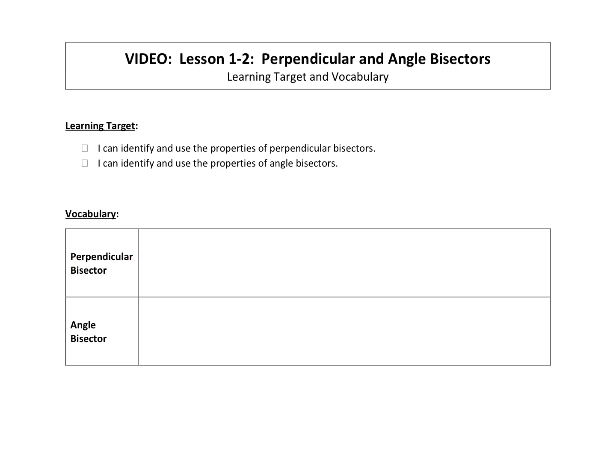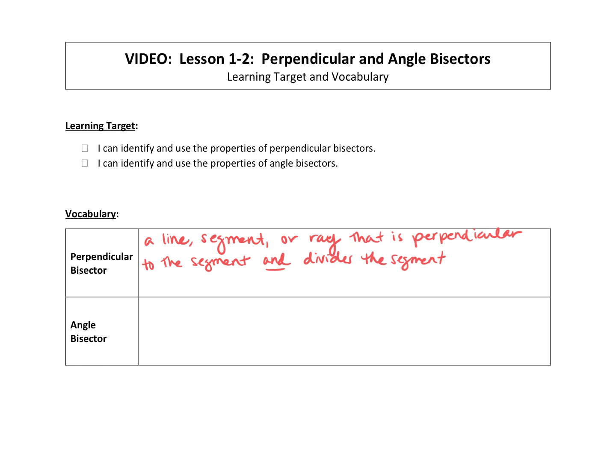First is a perpendicular bisector. So a perpendicular bisector is a line, segment, or ray that is perpendicular to the segment and it also divides the segment, I'll underline and, into two congruent segments. Okay, so that's pretty wordy, what we just said.